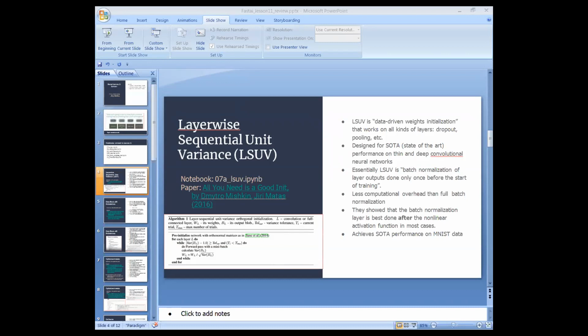Essentially, LSUV is batch normalization of the layer outputs done only once before the start of training. For that reason, there's less computational overhead than if you do full batch normalization, so it saves you some compute time.